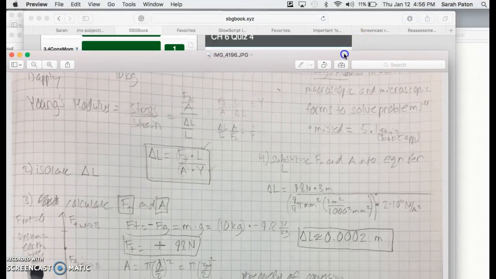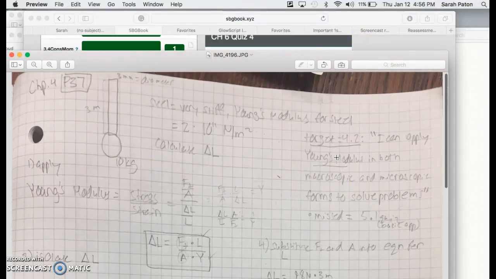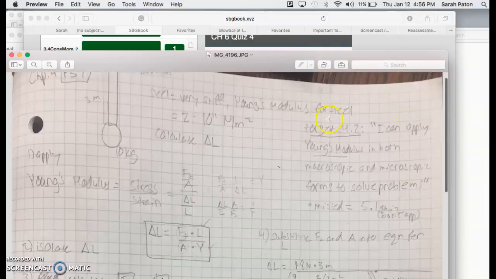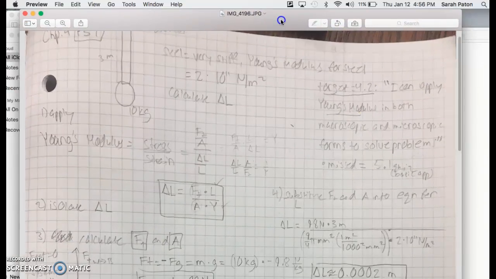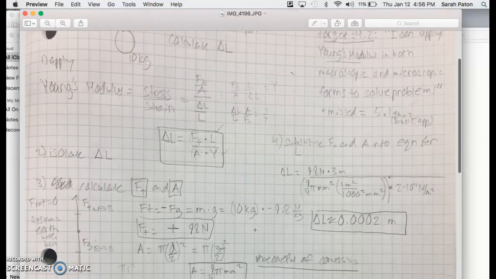Mr. Burke. I'm here to reassess standard 4.2, that I can apply Young's modulus in both macroscopic and microscopic forms to solve problems. I last missed it on quiz 5.1.